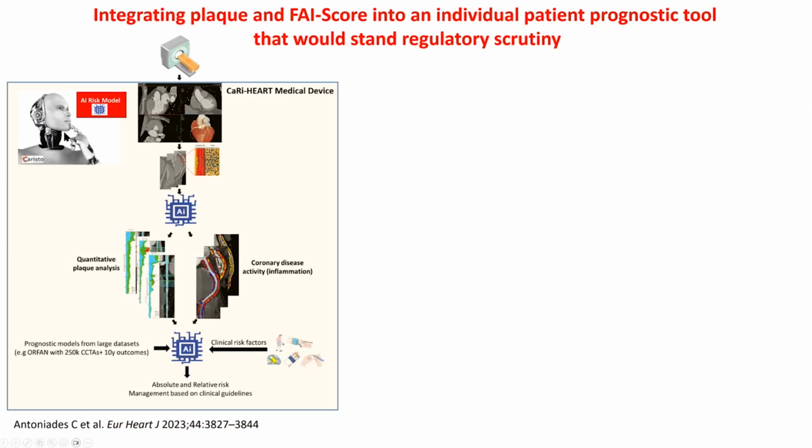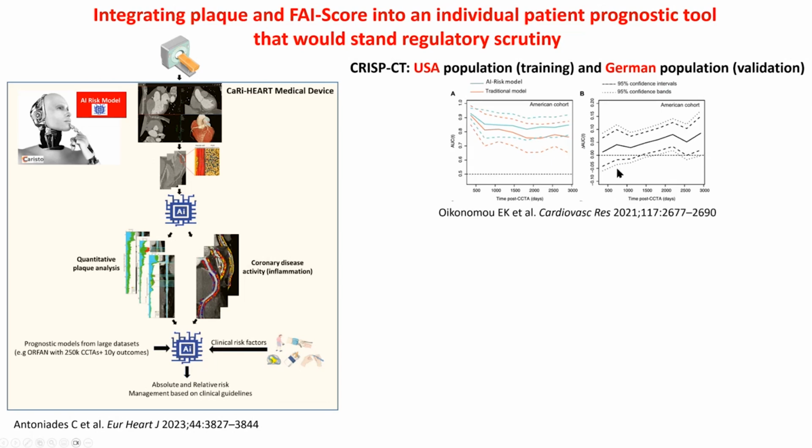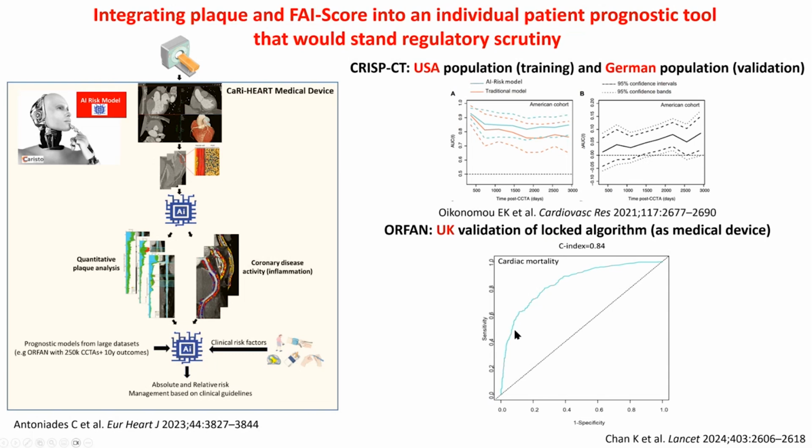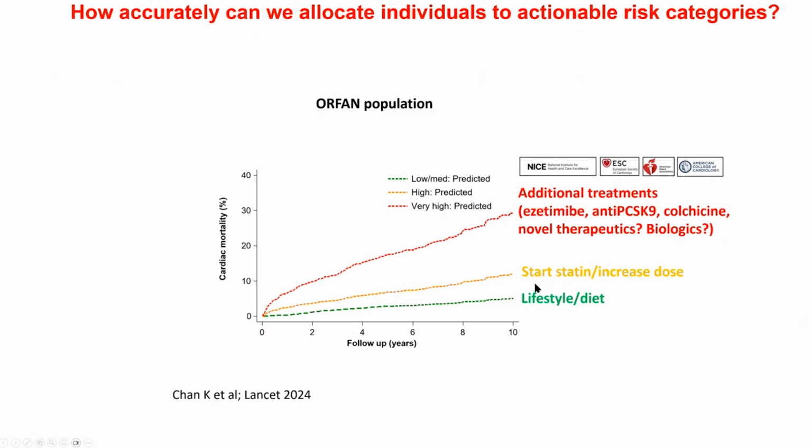This model is called the CaRi-Heart model, and it's part of a medical device that is used clinically. It gets routine coronary CT angiograms, extracts information about plaque and inflammation, takes into account the risk factors, and gives you the absolute risk of the patient for a cardiac event over a certain period of time. The model was trained in the US, validated in Germany, and then transferred as a locked medical device for further independent validation in the UK. And indeed, in the ORFAN study, it gave us a C-index of 0.84 for cardiac mortality.